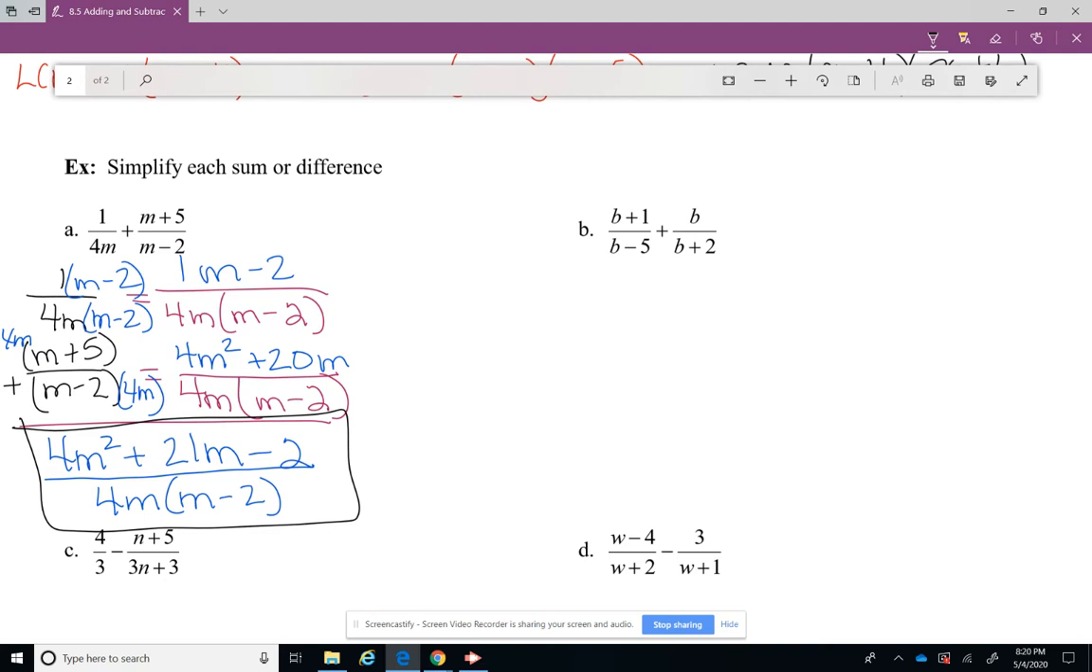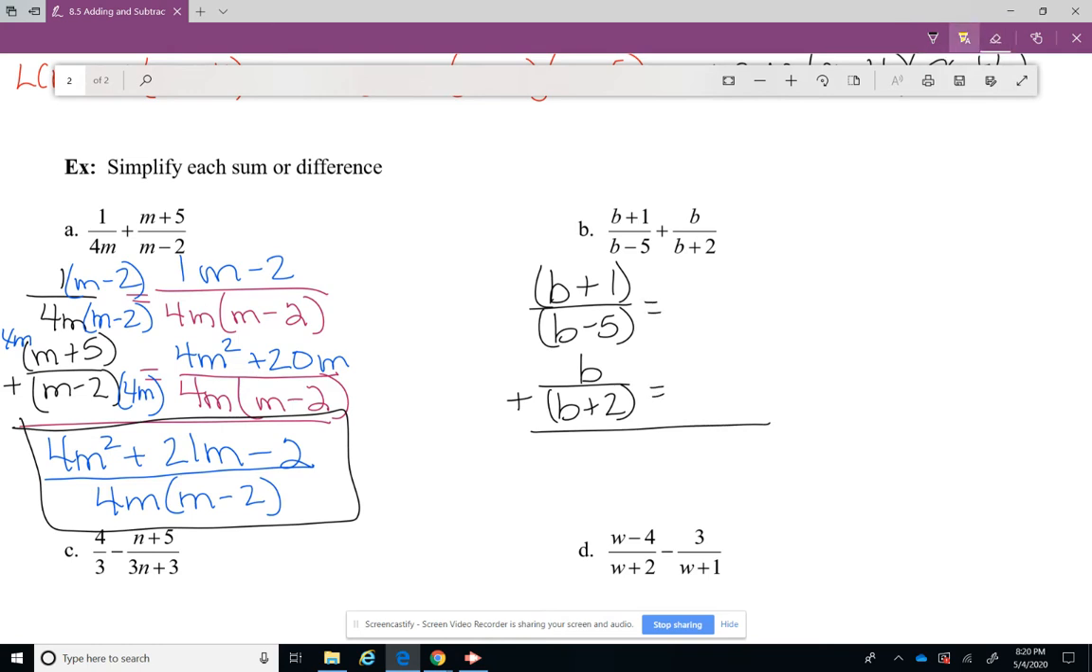All right, let's look at B. This is going to be our least common denominator, least common multiple, b minus 5 times b plus 2. All right, so we're going to start off with putting it vertically, b plus 1 over b minus 5. Okay, let's put those in parentheses. When you see that there's 2 of them, a binomial, put them in parentheses. Plus b over b plus 2. Put that in parentheses.